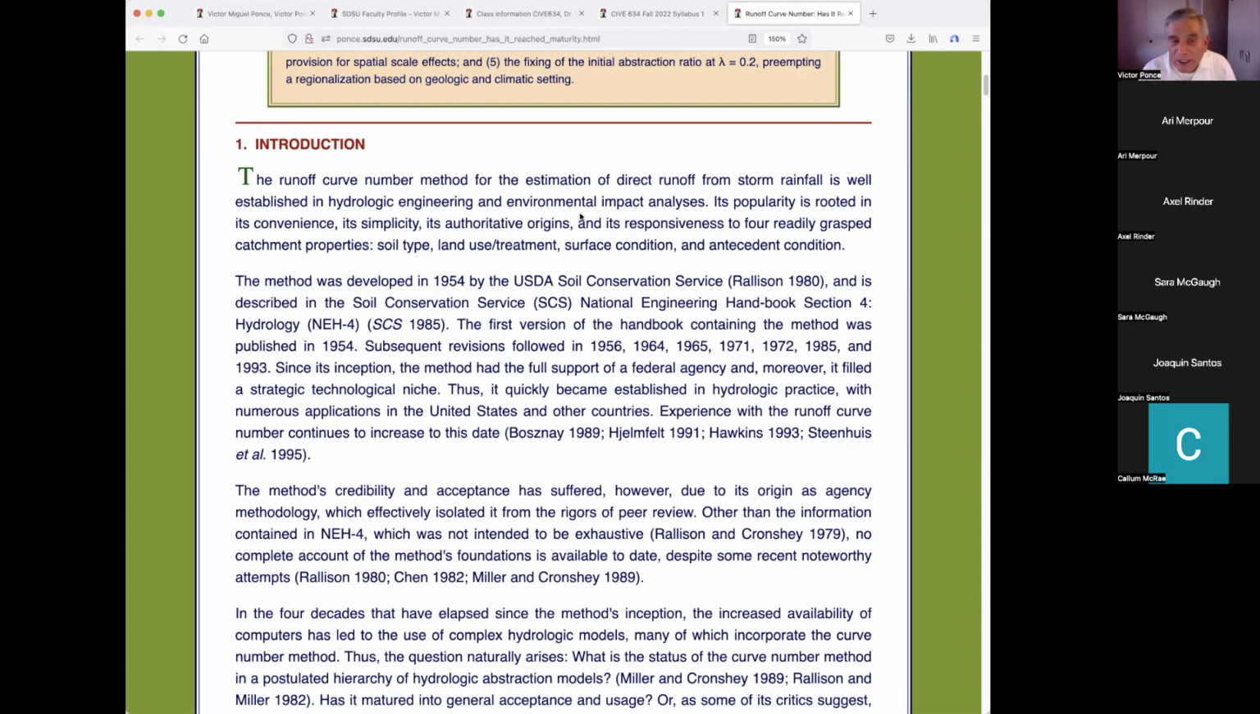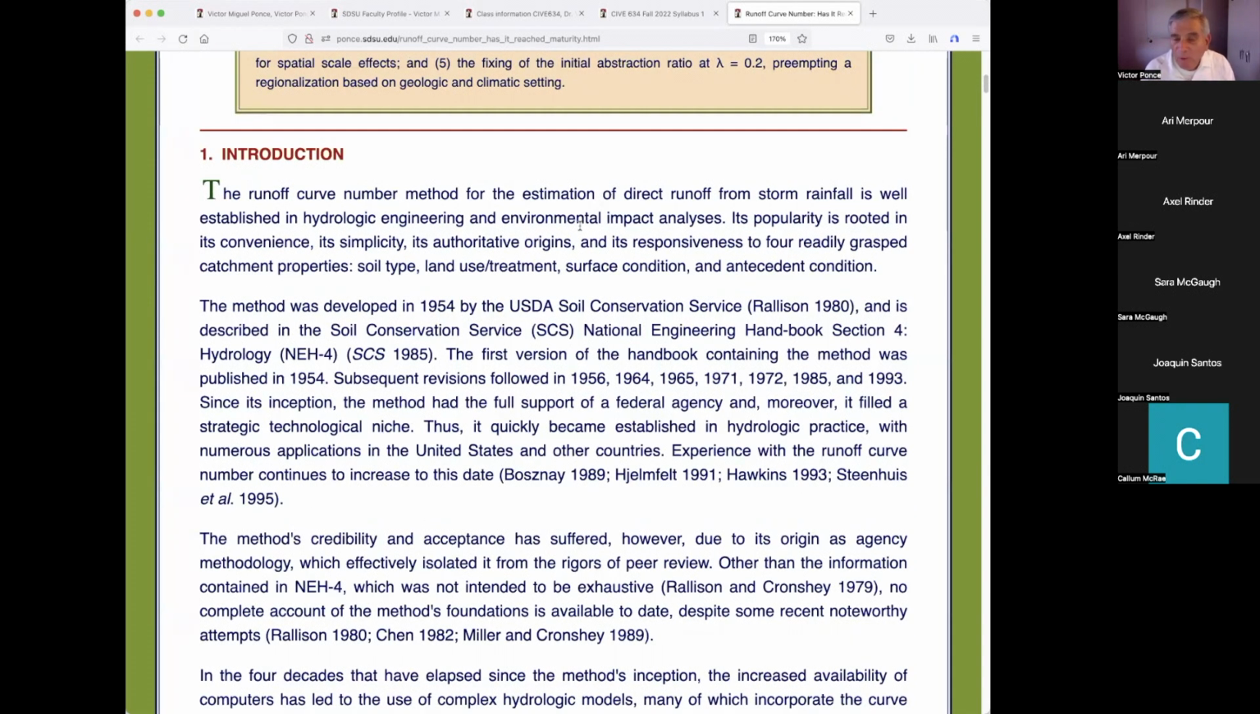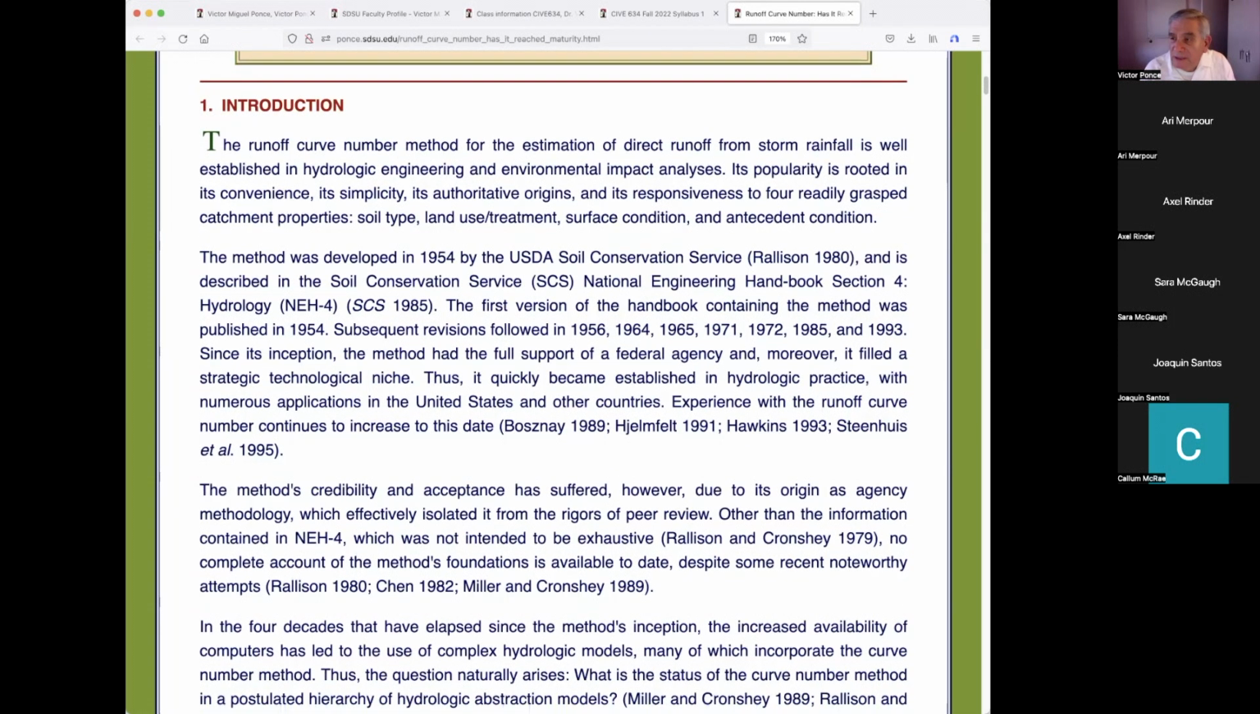What is the curve number? It's a method for the estimation of direct runoff from rainfall, well established in hydrologic engineering and environmental impact. Its popularity is rooted in its convenience. It is convenient. It's simple. Its authoritative origins, because it was endorsed and produced by a federal agency. And it was responsive to four readily grasped catchment properties: soil type, land use, surface condition, and antecedent condition. So that's the essence, in a nutshell, of what the curve number is.